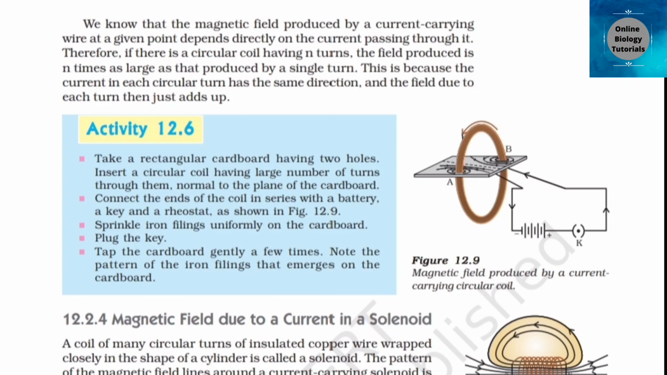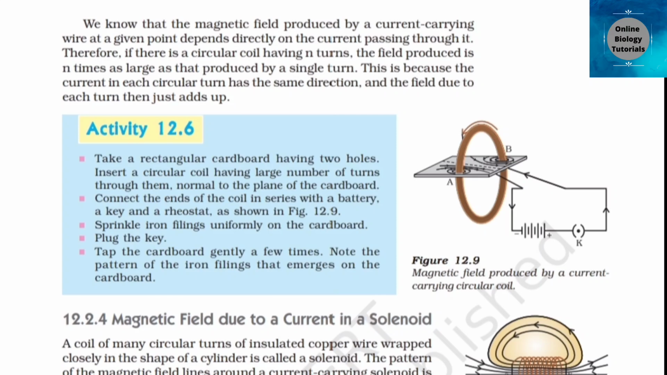Activity 12.6. Take a rectangular cardboard having 2 holes. Insert a circular coil having a large number of turns through them, normal to the plane of the cardboard. Connect the ends of the coil in series with a battery, a key and a rheostat, as shown in Figure 12.9. Sprinkle iron filings uniformly on the cardboard. Plug the key. Tap the cardboard gently a few times. Note the pattern of the iron filings that emerges on the cardboard.